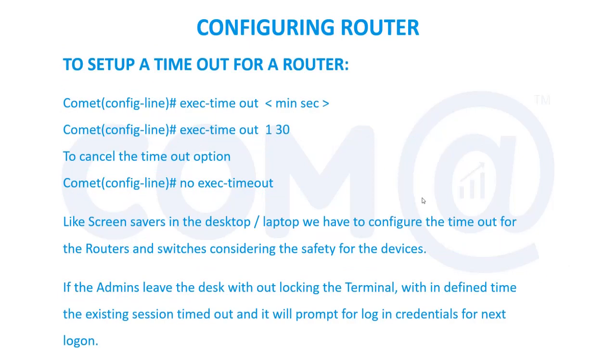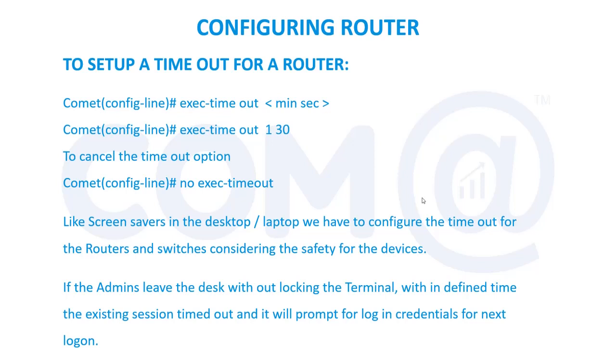To set up a timeout for a router. For security purposes, it is always mandatory to have a timeout. The systems will get locked, our screen saver will just come and protect the screen, and if at all you want to enter, you need to give a password. That is the level of security we maintain. The timeout may be 5 minutes, 15 minutes, 30 minutes, whatever it is, depending on the company, right?